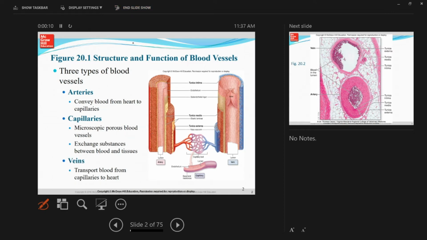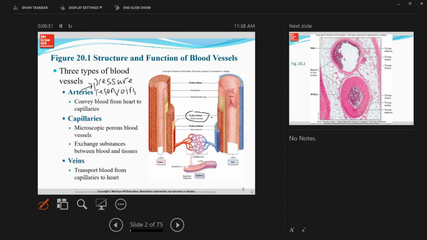Now with arteries, because they're carrying blood away from the heart and it's under high pressure, they're going to have a middle layer that's much thicker called the tunica media. And you can see the difference between the veins and the arteries here. Now arteries have to withstand pressure, so they're called pressure reservoirs. And that's why they contain that big tunica media to be able to stand the high pressure.